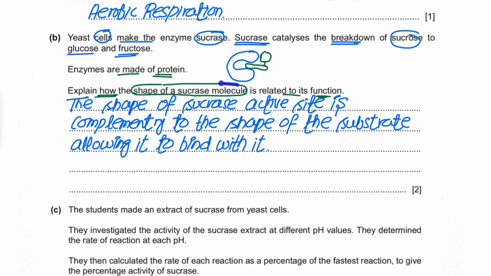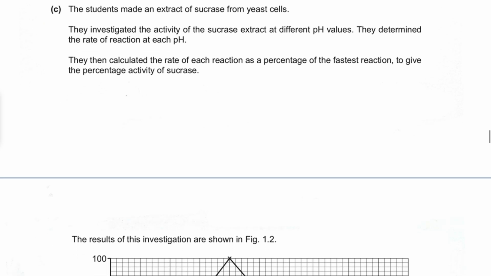What we know is that since sucrase is an enzyme, it has to break down sucrose. So the shape of the sucrase active site has to be complementary to the shape of the substrate so that they both bind with each other to make an enzyme-substrate complex. By that, the sucrose would be broken down into glucose and fructose, and by this you would score a total of 2 marks.